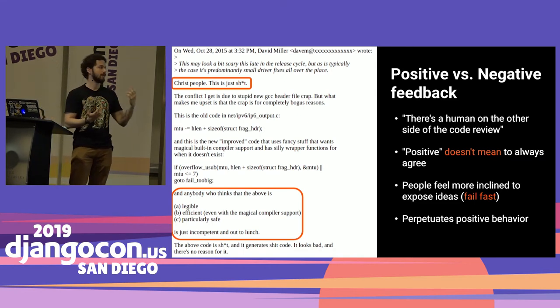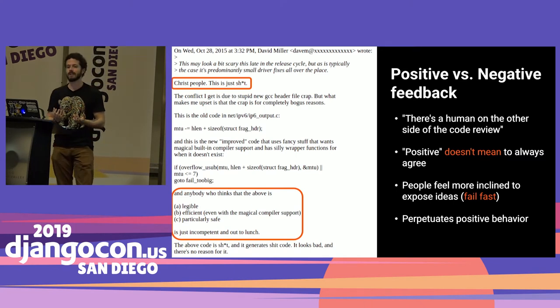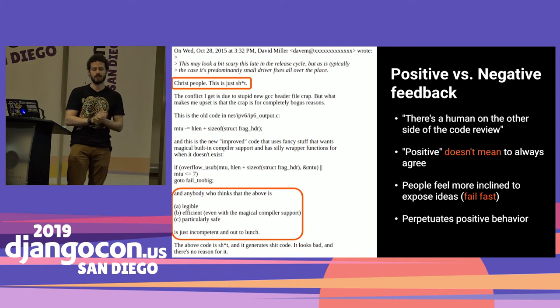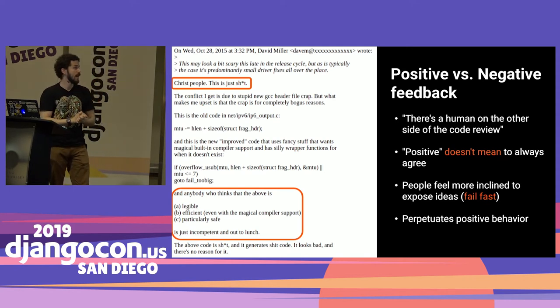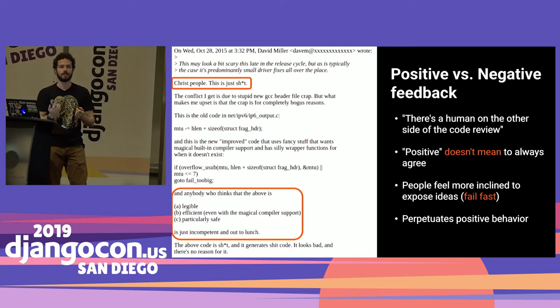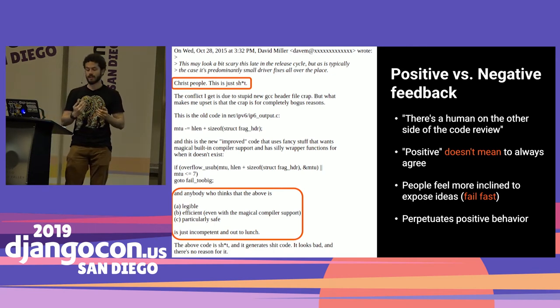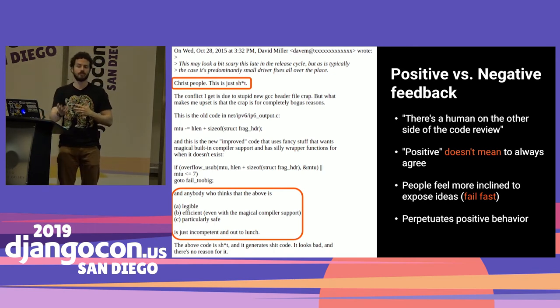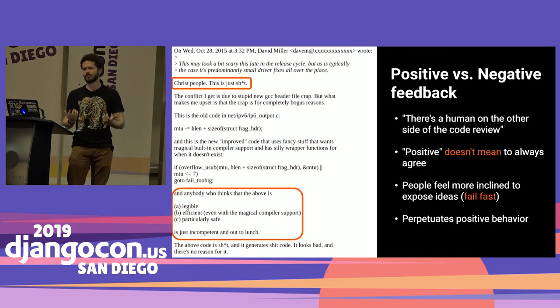When you give positive feedback, people feel more inclined to expose ideas, because they know that they won't be judged, and it brings the idea of the fail fast way of thinking. So people are gonna be more inclined to exposing their ideas, and their ideas are gonna be put into trial. You're gonna find the errors much sooner, or maybe find that the idea is not viable enough.